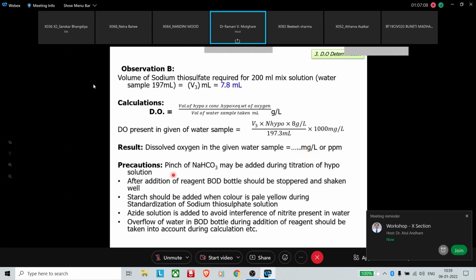So precautions: a pinch of NaHCO3 may be added during titration of hypo solution. After addition of reagent, the BOD bottle should be stoppered and shaken well. Starch should be added towards the end point. Azide solution is added to avoid interference of nitrite present in water, and overflow of water in the BOD bottle during addition of reagent should be taken into account during calculation, etc. Okay, so these are the precautions. So this is the experiment you will write in your file.